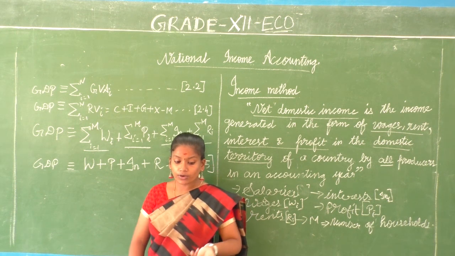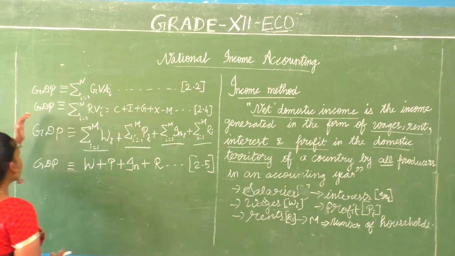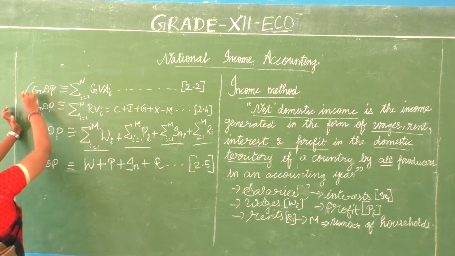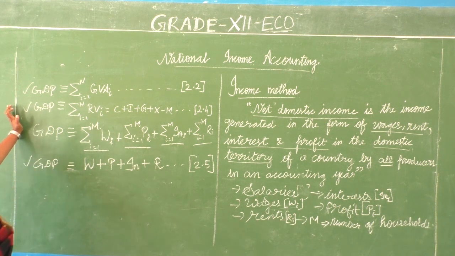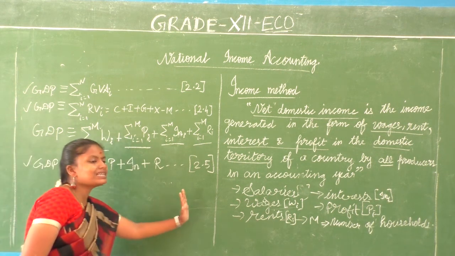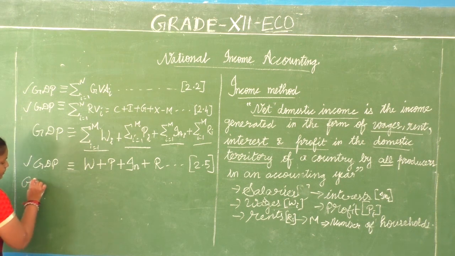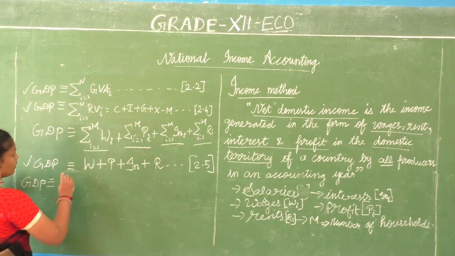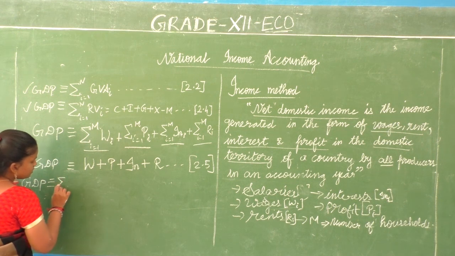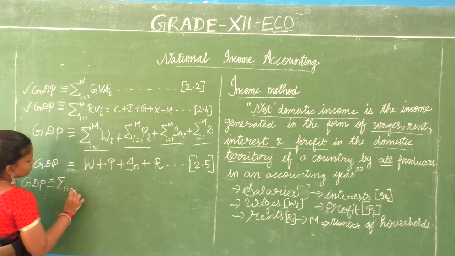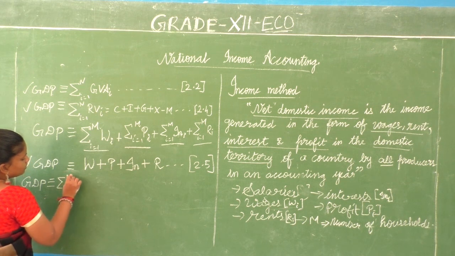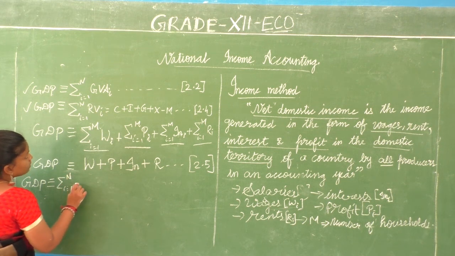Now what are we going to do? We have three GDPs: one, two, three. We are going to bring these three into the same equation. How are we going to do that? GDP identity. Everything is an identity, okay? Sigma, I equals 1 to capital N.